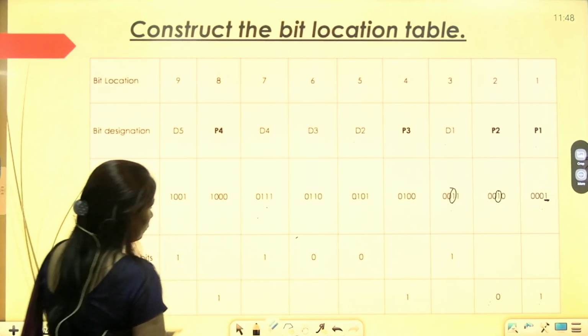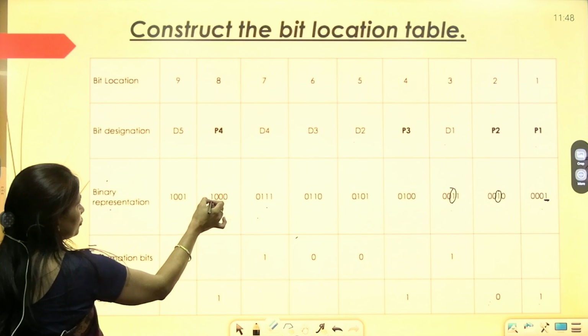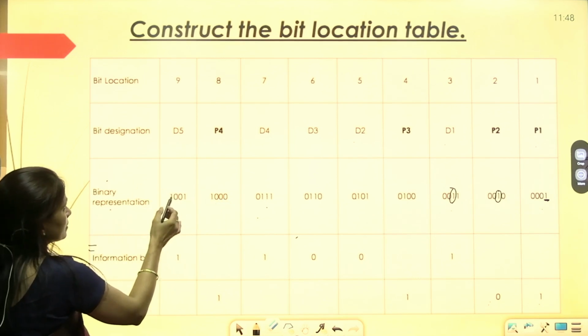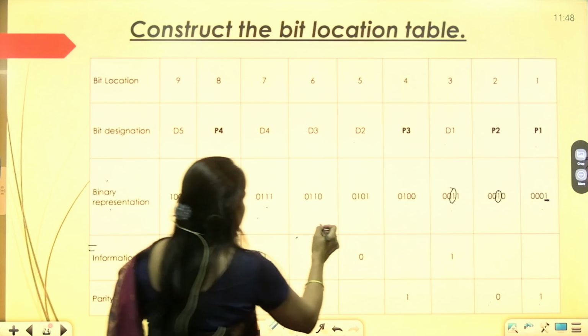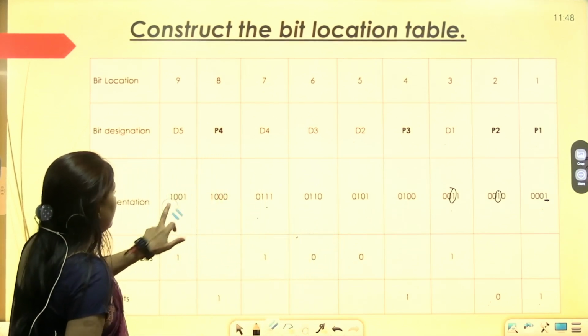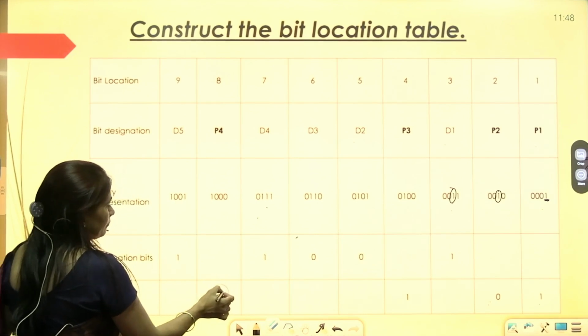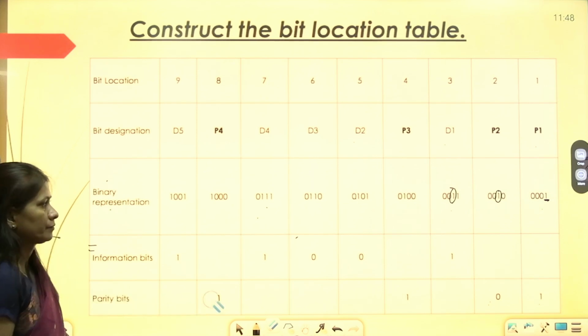Next, the P4 value. Find the position of the third position of the 1 in the original message: only D5. The number of ones is odd, so the parity bit value is 1.